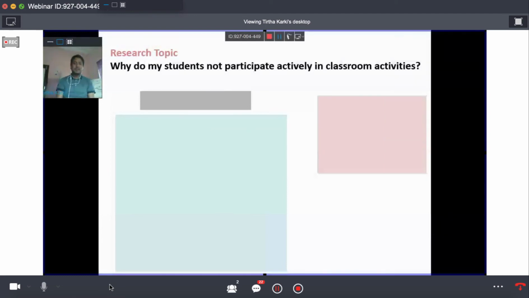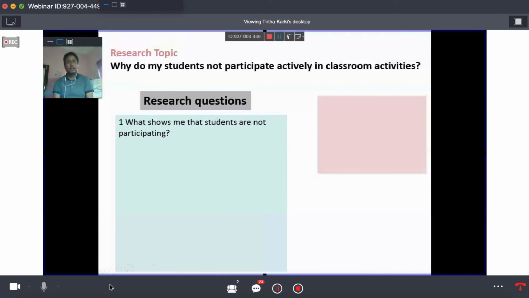To understand his problem in depth, he framed some research questions, so that he could understand the problem in depth and sort out the best strategies to cope with the problem he was facing in his classroom. So let me share his research questions now. The first research question was, what shows me that students are not participating? In the same way, how do my students feel about activities in English class?